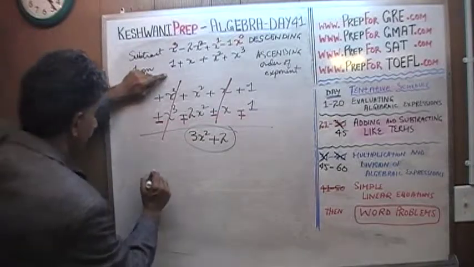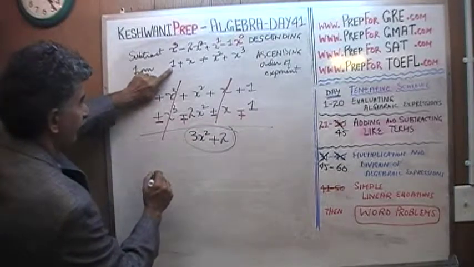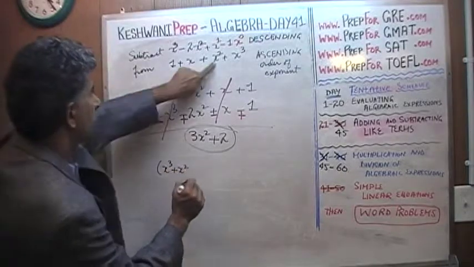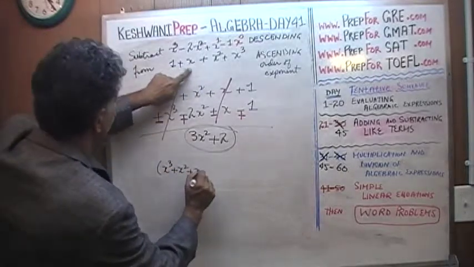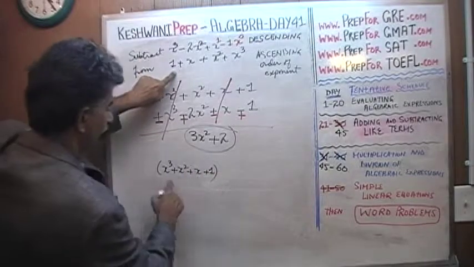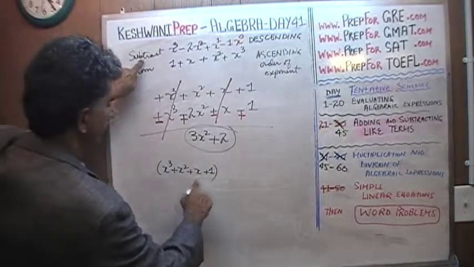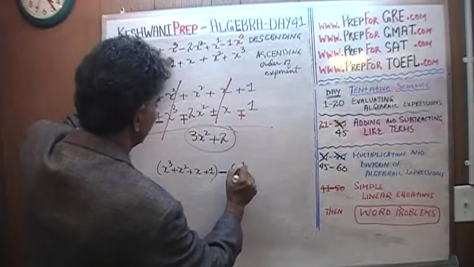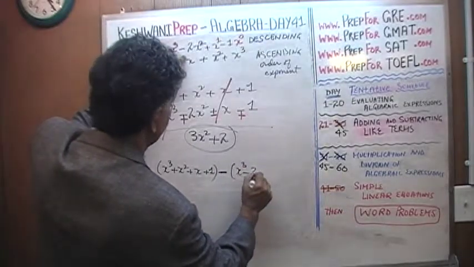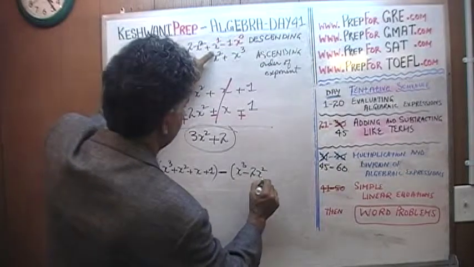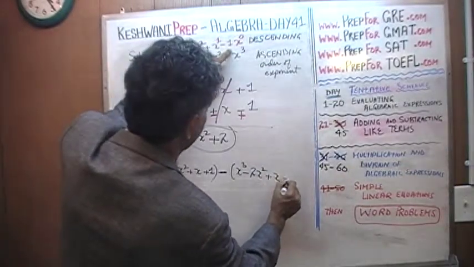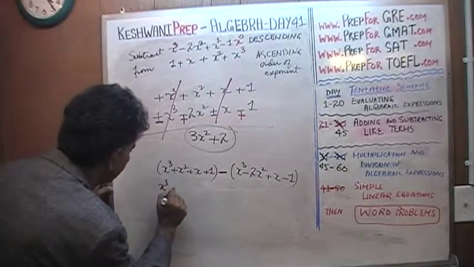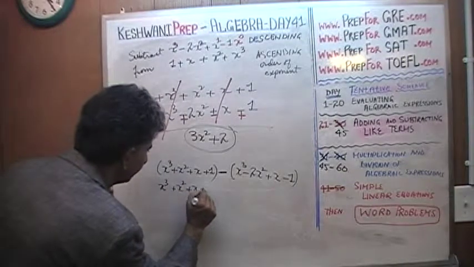So watch what happens. Write the second expression first: x cubed plus x squared plus x plus 1. And from this expression, we're going to subtract the top one. So we're going to subtract this expression: x cubed minus 2x squared plus x minus 1.